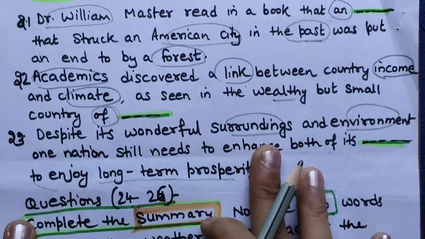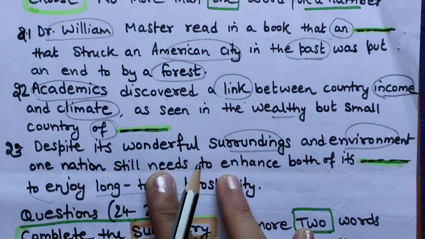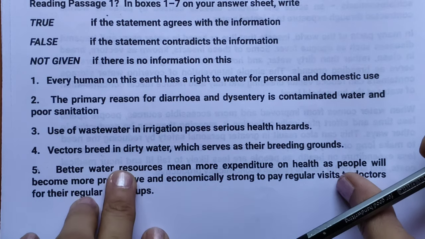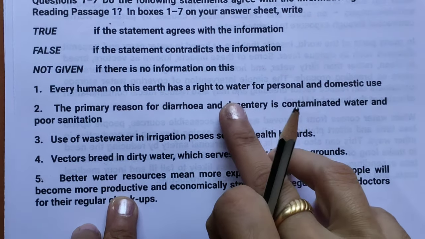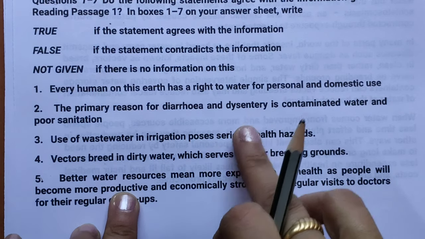Okay, now another question I will take, true false not given also. Here you can see this true false not given. So every type of question has a different way to select keywords.